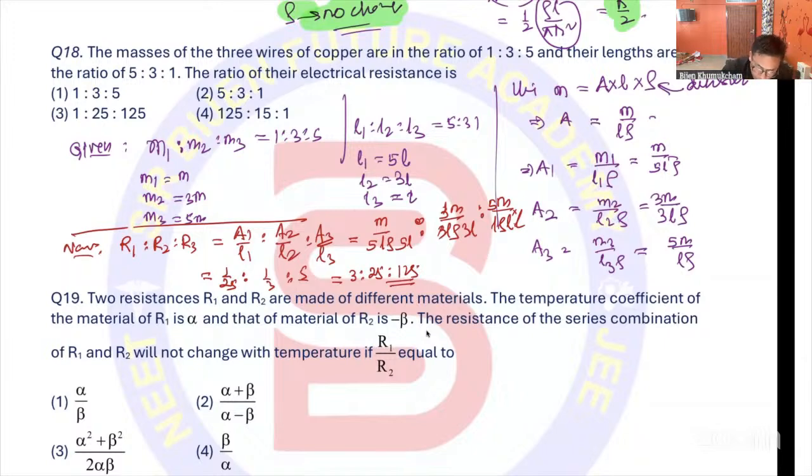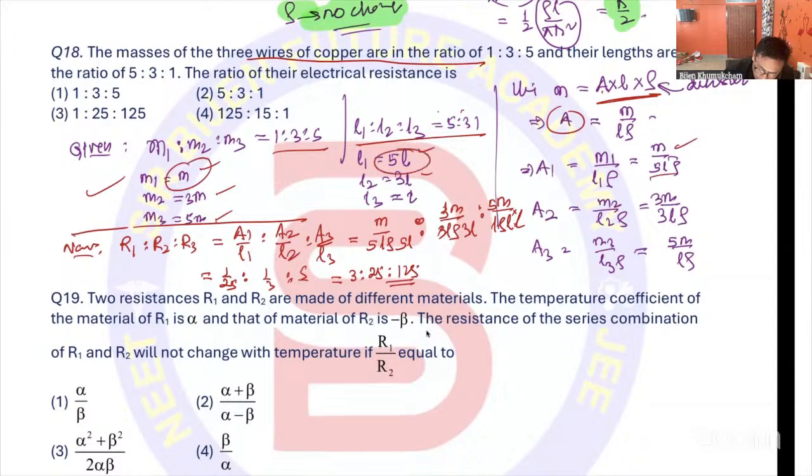Let's try to get the answer. The mass of the three wires are in the ratio 1 is to 3 is to 5, M1, M2 = 3M, M3 = 5M. L1, L2, L3 are in the ratio 5, 3, 1. Mass is nothing but volume into density, and the area is mass divided by L into rho. Then we get 3M divided by 3L, 5M divided by L, and then resistance of the row.